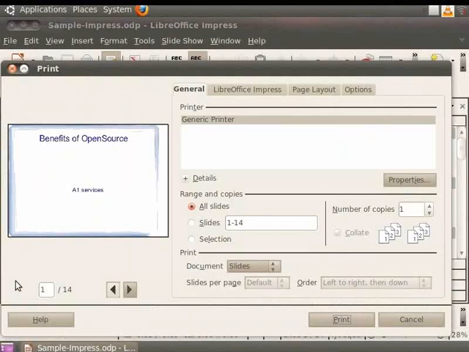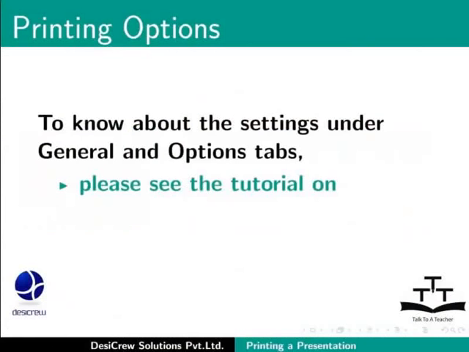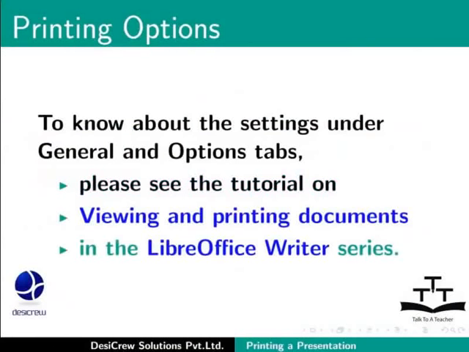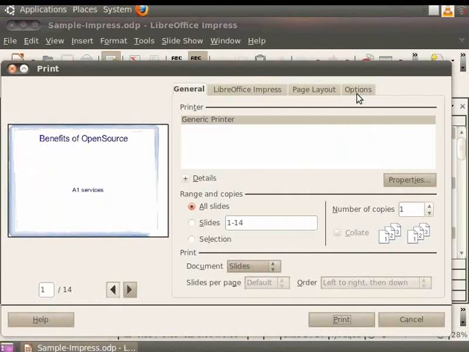To know about the settings under General and Options tabs, please see the tutorial on viewing and printing documents in the LibreOffice Writer series. In the General tab under Print in the Document field, we see various options which are unique to Impress. These options allow us to take prints of our slides in the desired format: slides, handouts, notes, and outline. We will choose the Slides option.